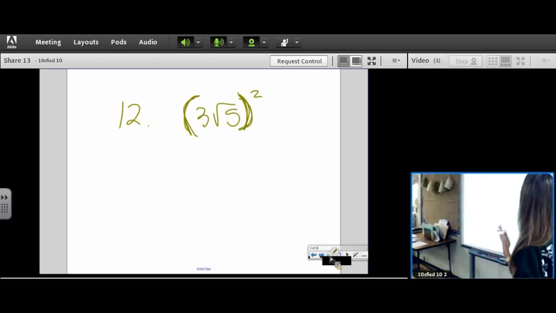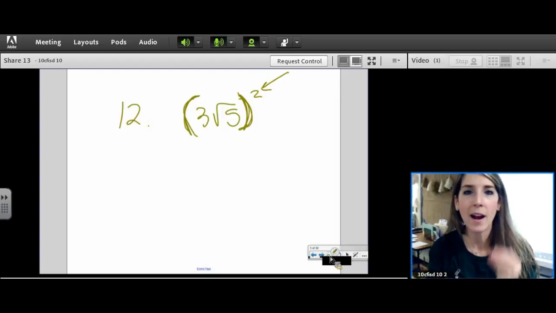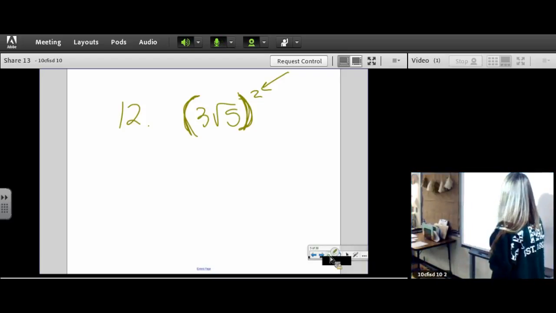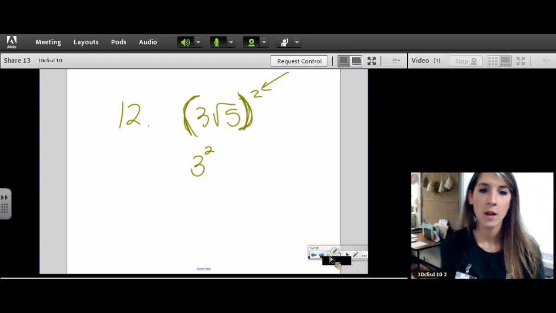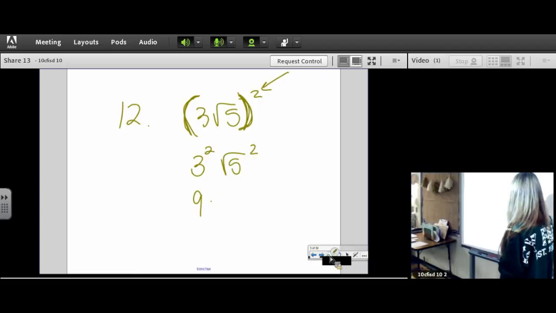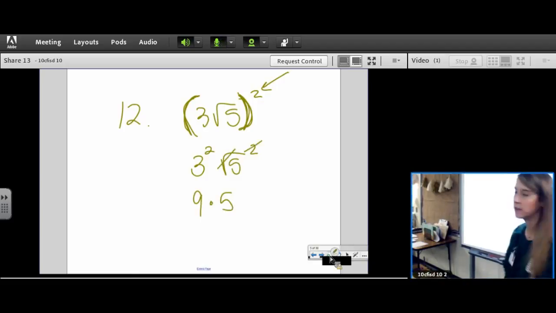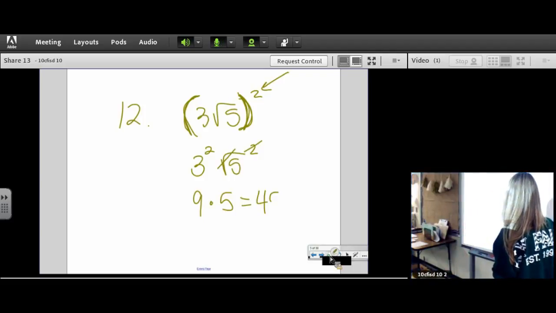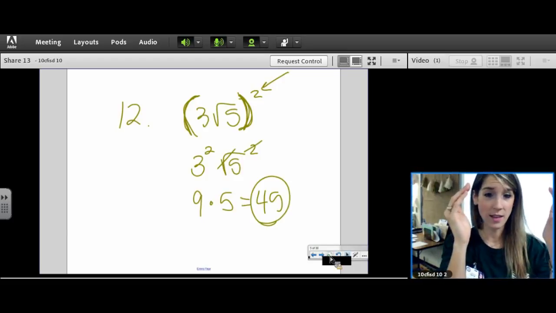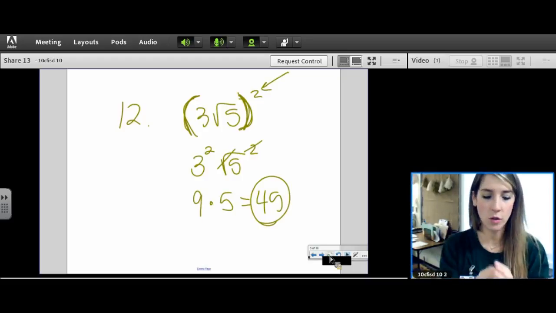Because the square is outside the parentheses, it's saying square every term in the parentheses. All of them. No special treatment here. Everybody gets squared. So the 3 gets squared, and the square root of 5 gets squared. Yep, that's what most people forget. Okay, so 3 squared is 9. Square root of 5 squared is not 25, just 5. 9 times 5, 45. Yay. Those will always produce a whole number. The ones where you're squaring everything inside the parentheses, you should get a whole number or you did something wrong.